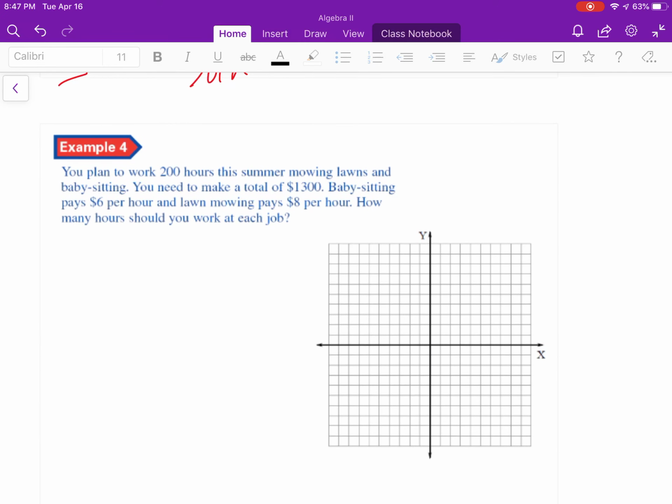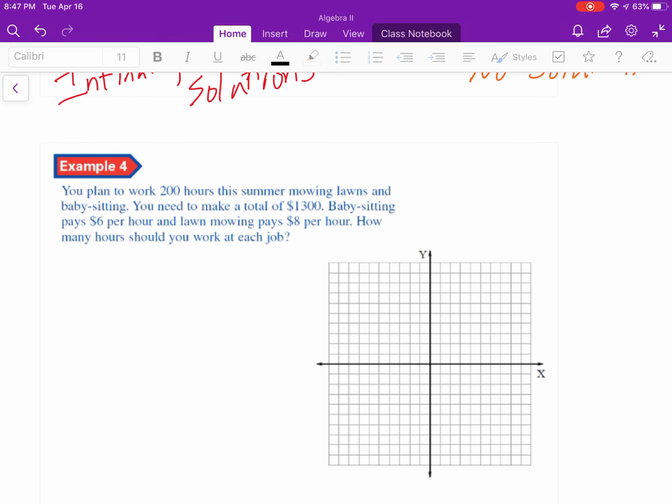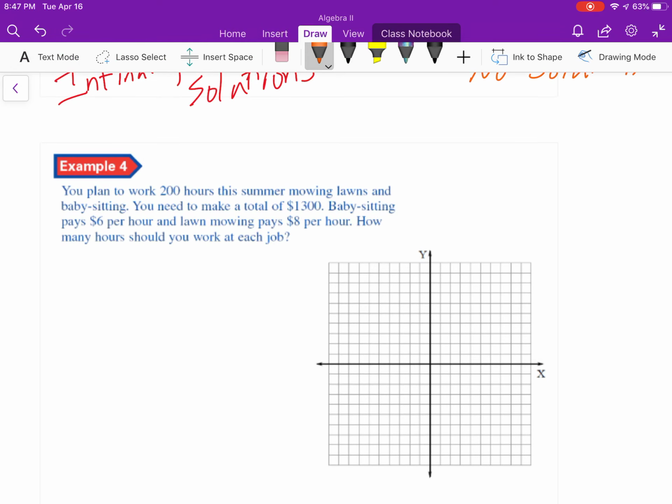Okay, so you plan to work 200 hours this summer mowing lawns and babysitting. So you need to make a total of $1,300. Babysitting pays $6 per hour, and lawn mowing pays $8 per hour. How many hours should I work each job? So I like to identify the unknowns. So in other words, write down what X stands for and what Y stands for.